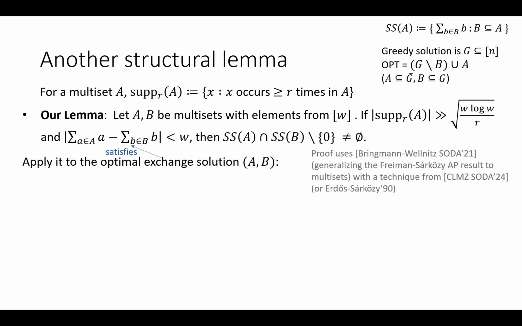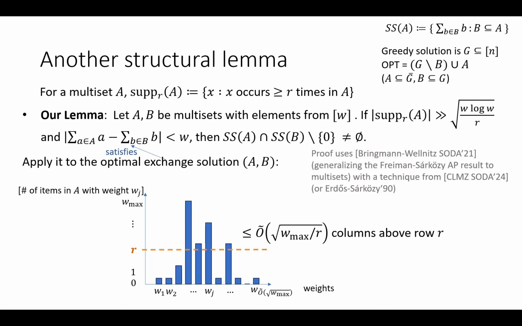By our structural lemma, we know that suppose we draw a horizontal line at height R, then there must be at most O tilde root W max over R columns above row R. This is because if there are more columns than that, then it will mean that the R support of A is much greater than root W over R. Then we will obtain a non-zero common subset sum between A and B, which we could use an exchange argument to contradict the optimality assumption. So in this way, we have some understanding about the distribution of the heights of the columns in this histogram.